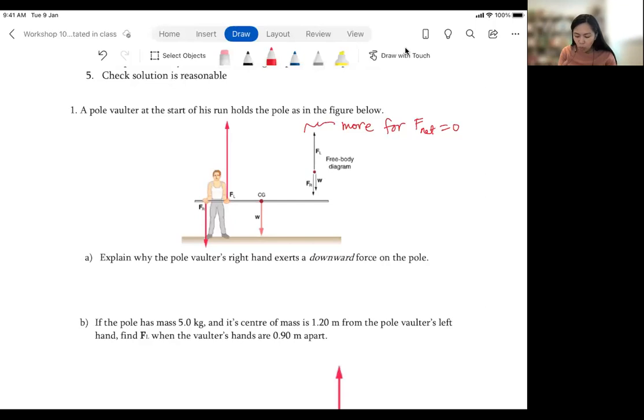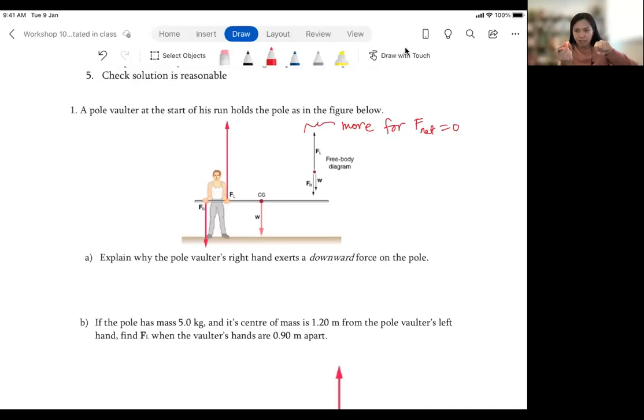If you notice, the hands are also oriented opposite each other, so that the forces that the hands are exerting on the pole are directly opposite each other. So why do you think so? It has something to do with stability, right?